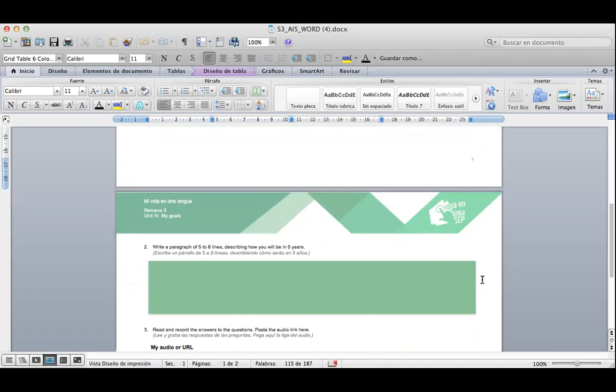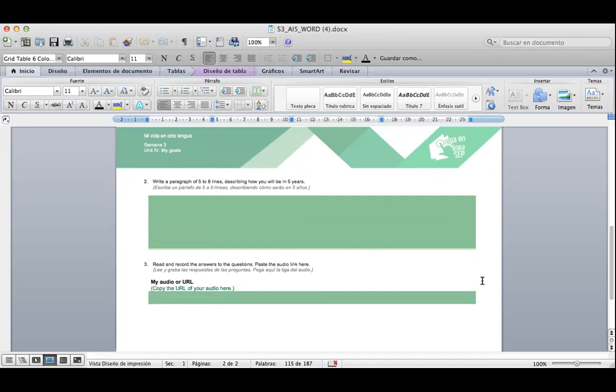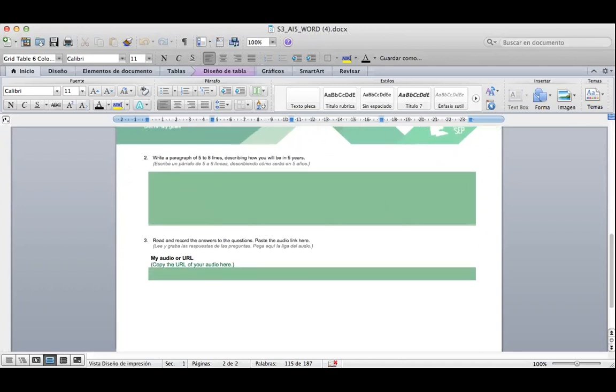For example, in 5 years, I will lose 10 kilograms. I will be 14 years old, maybe. So you have to describe something that will happen to you or in your life in the next 5 years. After that, you have to record the answer to the question, copy the URL in the document, save the document, and share it with me to review.